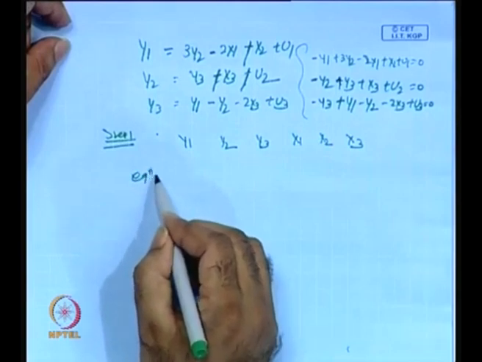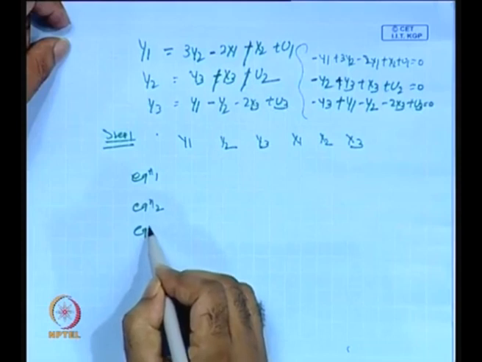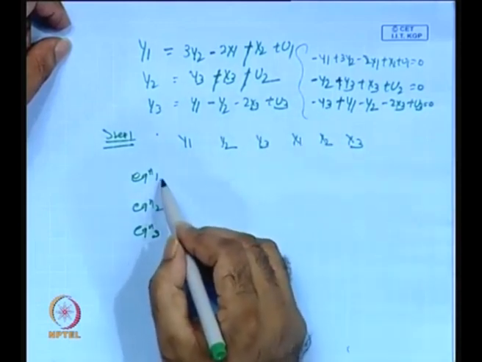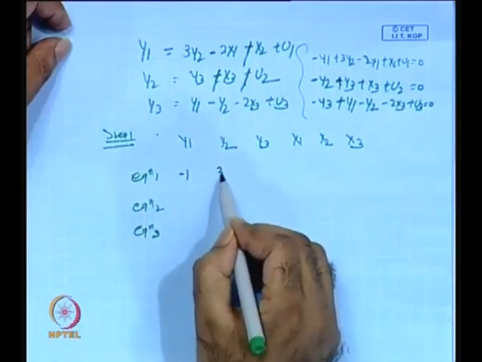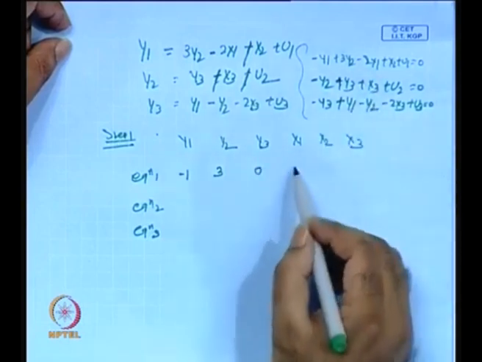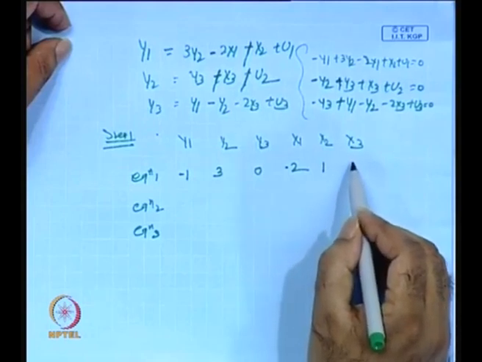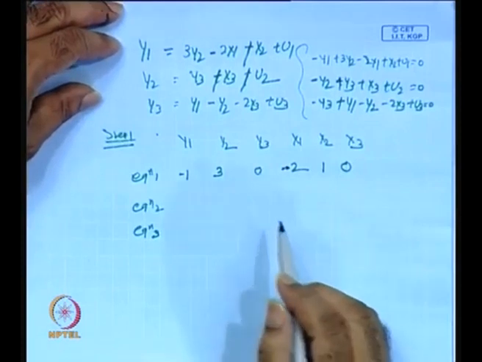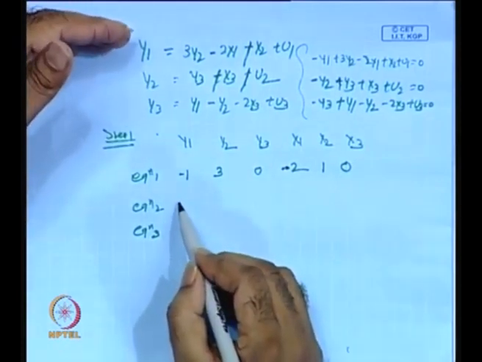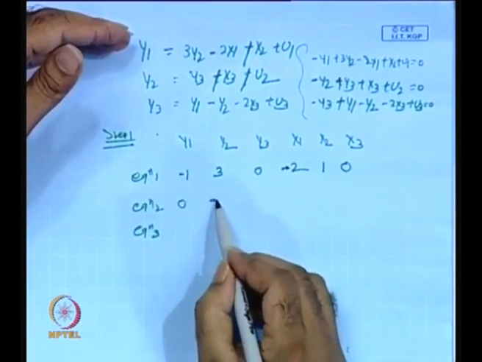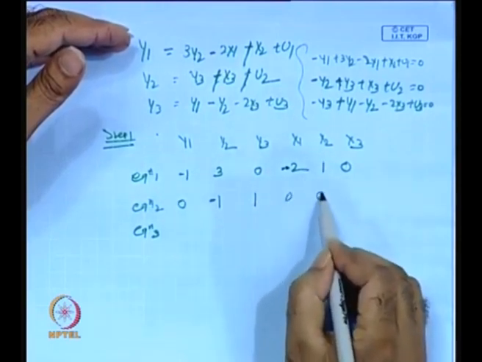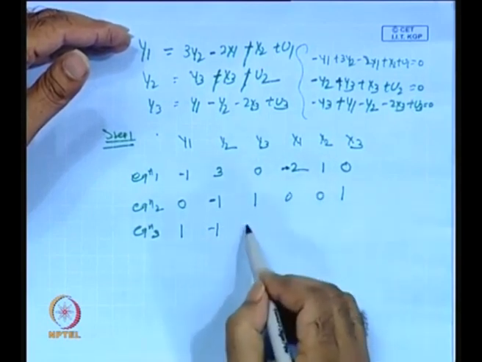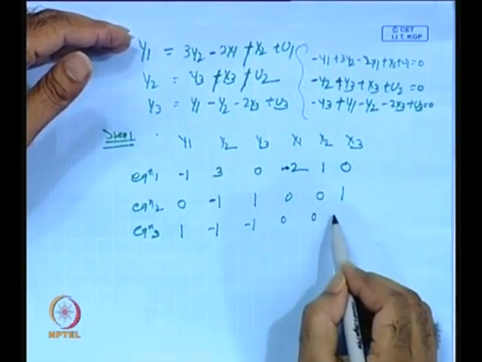Now this is equation 1, this is equation 2, this is equation 3. Now you just enter the values. For the first equation, y1 is minus 1, y2 is 3, y3 is 0, x1 is minus 2, x2 is 1, x3 is 0. Then the second equation: y1 is not available, so 0, y2 is minus 1, y3 is 1, x1 0, x2 0, x3 is 1. Then for equation 3, y1 is 1, y2 is minus 1, y3 is minus 1, x1 is 0, x2 is 0, and x3 is minus 2.